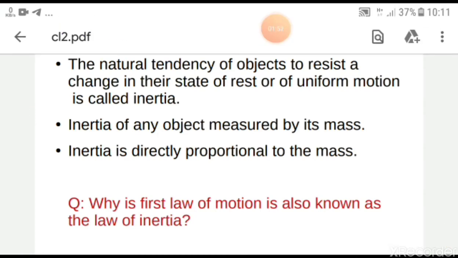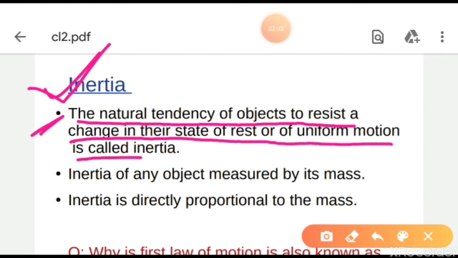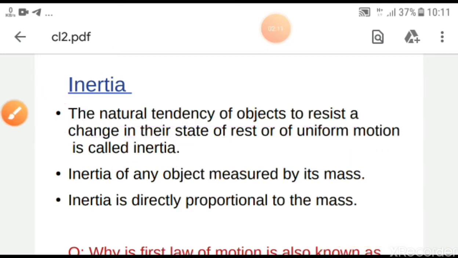Now see inertia. So this is the definition. The natural tendency of objects to resist a change in their state of rest or of uniform motion is called inertia. Okay, so this is also an important definition. You have to remember it. What it says is, if a body is at rest, then it tends to remain at rest. It will not move. Or if it is moving, then it tends to keep moving.